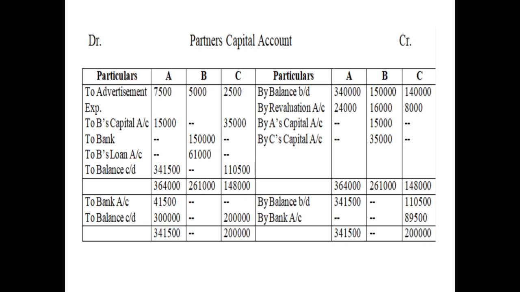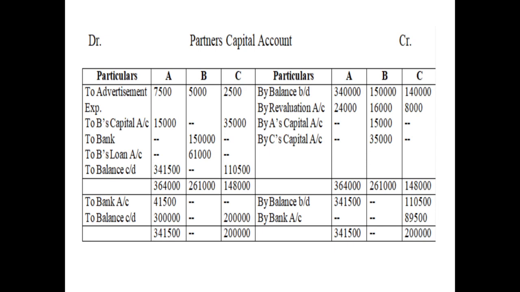So after putting up everything, we have calculated the balancing figure of the retiring partner B, and we found out that whatever the balance was left to be settled to B, we have paid 1,50,000 immediately, and the remaining 60,000 is transferred to his loan account. And then we have calculated the closing balances of the remaining partners before their capital adjustment. So we got 3,41,500 of A and 1,10,500 of C. So this is the closure of their capital accounts before adjustment, and we have settled the account of B.